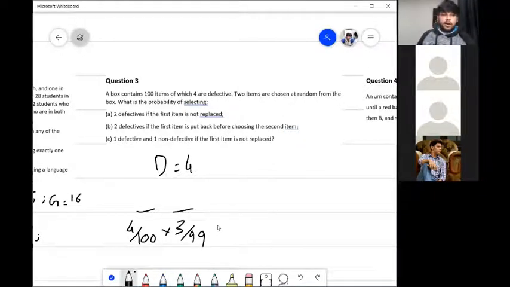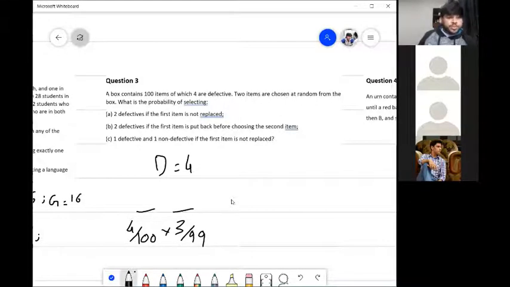So yeah, part B, two defective items. It automatically assumes that you're not replacing. Exactly. So two defective, if the first item is put back before choosing the second. So this is with replacement. So it's going back. It's aur aasan ho gaya na. 4/100 multiplied by 4/100. Hai na? Yehi hoga. Okay, great. So two defectives, if the first item is put back before choosing the second item. Yehi hoga.